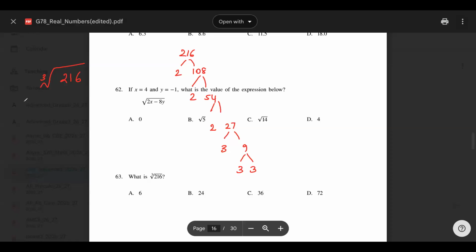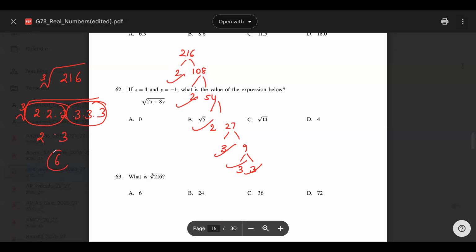Oh, okay. So cube root of 216: there's 2, 2, there's 3, 3, 3. So let me write that down. Now, instead of three copies of the same number, I bring one out. So it's 2 times 3, which is 6. Correct. Make sense? Okay.